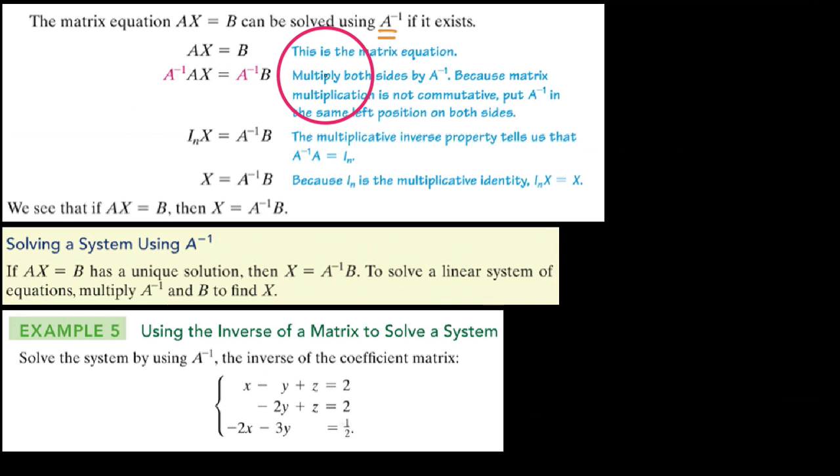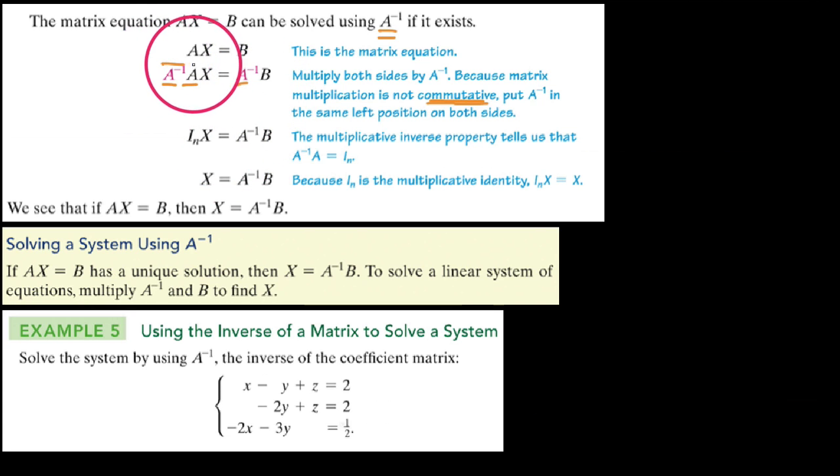Now note that it says that multiplying both sides by A inverse would undo our A, but because matrix multiplication is not commutative, the order we do it in is important. We have to put A inverse in the same left position on both sides. So to left multiply by A inverse on the left here, we have to multiply by A inverse on the left side of the right-hand side of the equation.